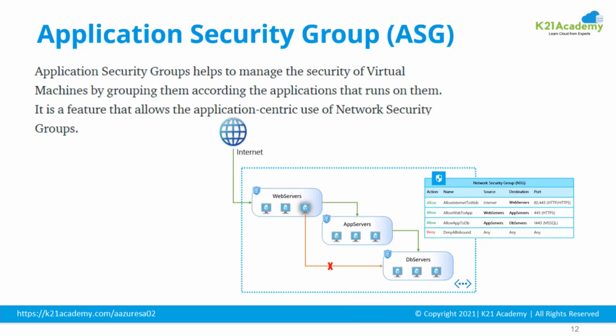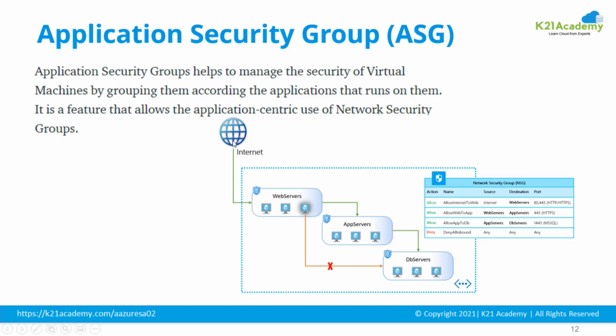And in this lesson, we are going to look at application security group. The application security group, as shown in the diagram, helps you to manage security of your virtual machines by grouping them according to the applications that run on top of those virtual machines. So for example, you have a couple of virtual machines that act as a web server, then another set acting as an application server, and a third set of servers on which your database is running.